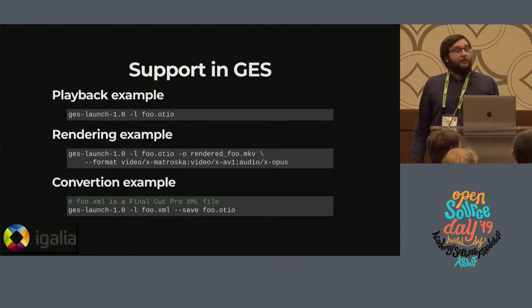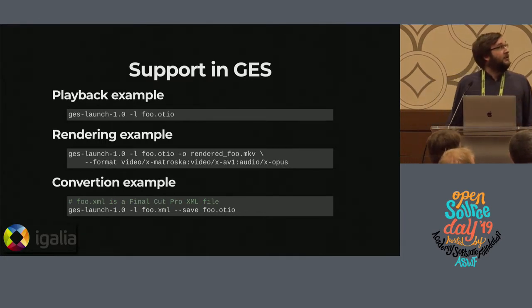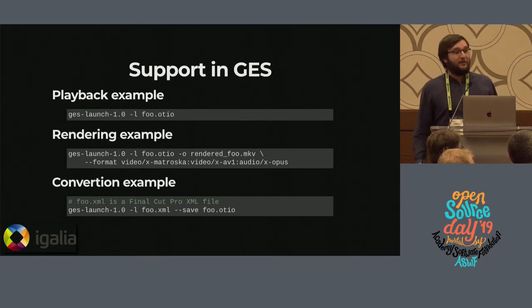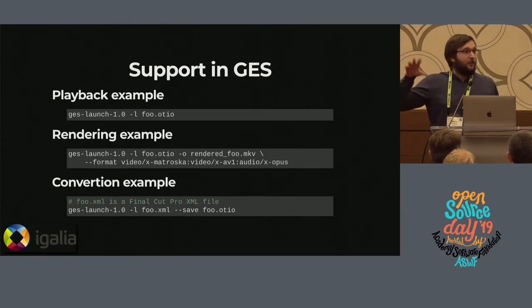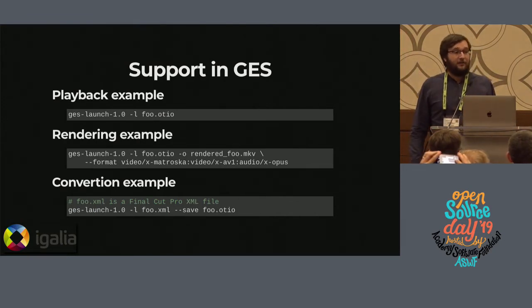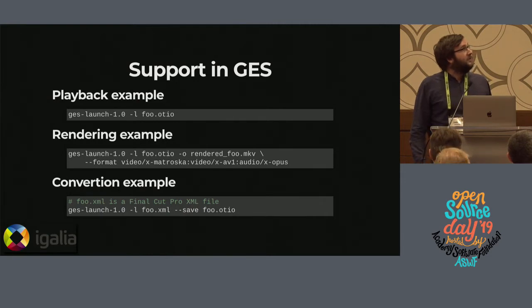So we have full support of OpenTimelineIO inside the GStreamer editing services, which means that you can just play back. GES launch is a very simple command line tool that allows you to describe a timeline with a specific format, or you can load an external timeline from a file. So here in the first example, we just play a foo.otio, and it just plays back, doing everything internally, as if it was a XGS file.